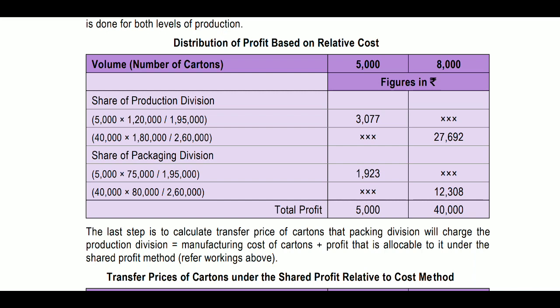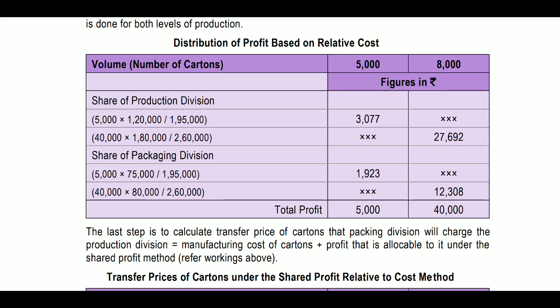If the profit is distributed, we will get the figures of the share of the production division and the share of the packing division. If you get this, what is the total profit? The total profit will not change, because we are only distributing the profit between the production division and the packing division, where internal transfers are happening.